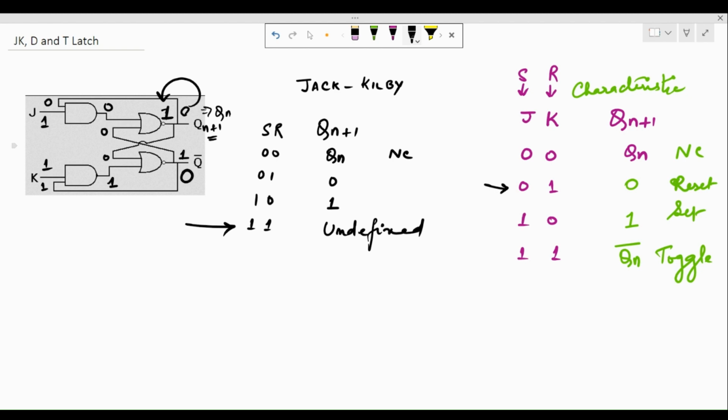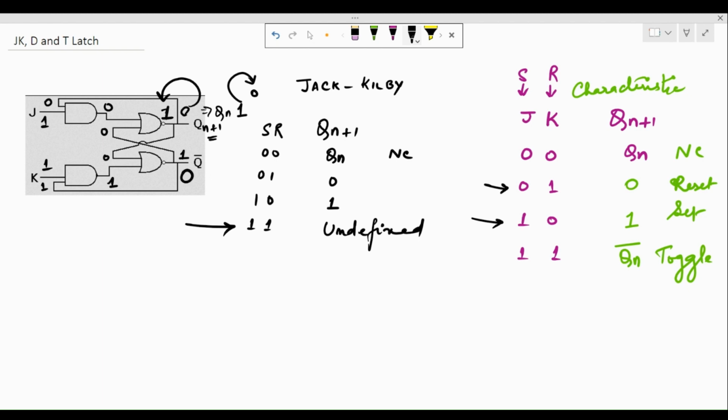We can't confirm it this way because even for this kind of input, 1 0, the output sets. So here also it appears as if the output has set. But if Qn was 1, it will toggle to 0, applying the same concept. If you go through the same flow, you will see that if it was 1, it would toggle to 0.